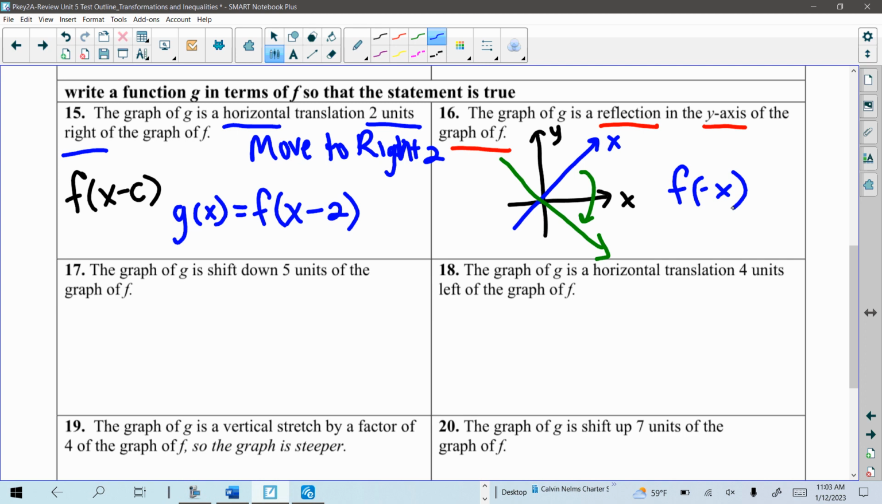All right, what if I have the g is a shift down, okay, shift down. What rule is talking about shifting down? Yeah, f of x minus d. That's the rule talking about shifting down. So if I write the rule in terms of what we have here, 5 units, your f of x would be f of x minus 5. Do you see how you take the keywords, find the rule that matches those, and then just apply it to that? Okay.